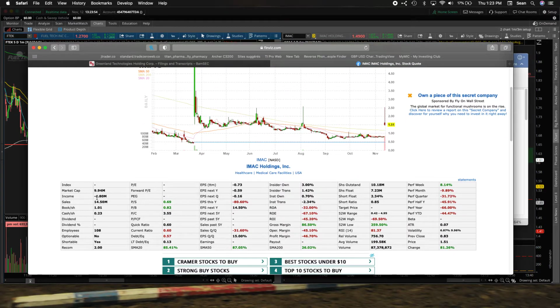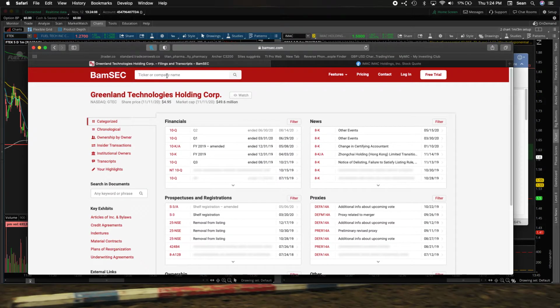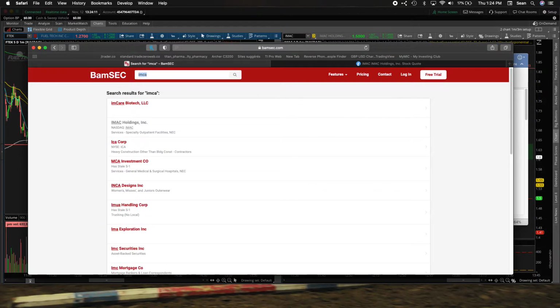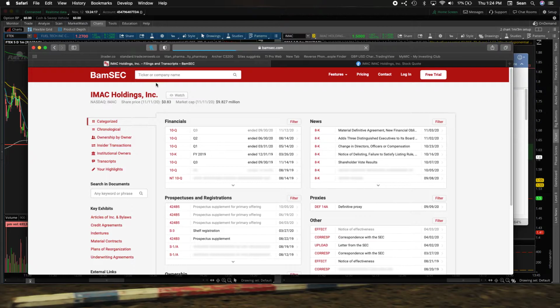We're going to come down here. They have a 9 million market cap. They've got a float of 7 million outstanding. Their IO is low. Green flag here. This company looks good. We're going to go back into BAMSEC and punch in IMAC. Whoops, sorry, that wasn't the right one. IMAC. All right, 9.8 million market cap.